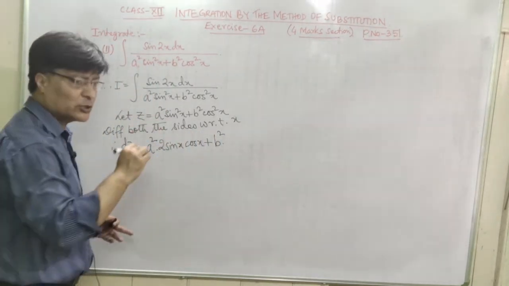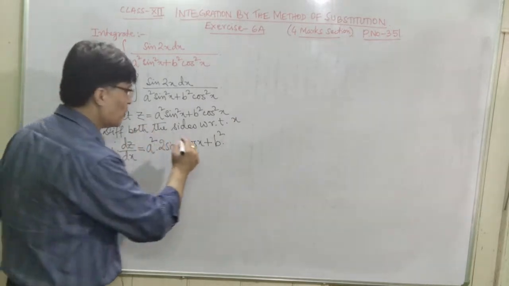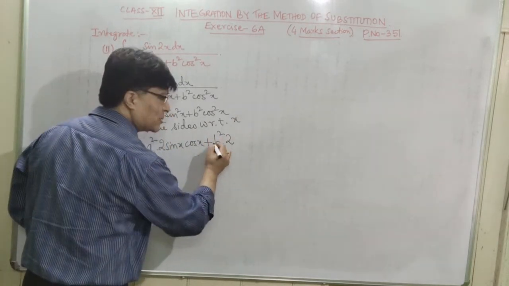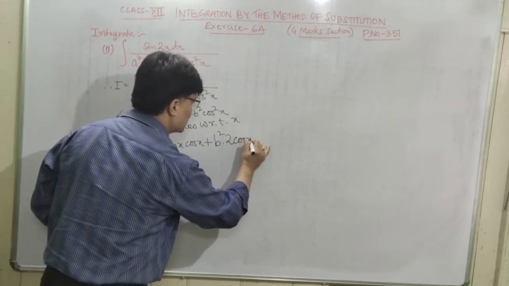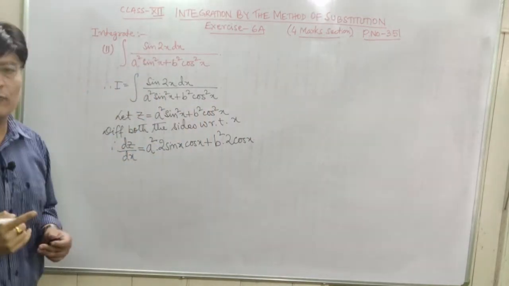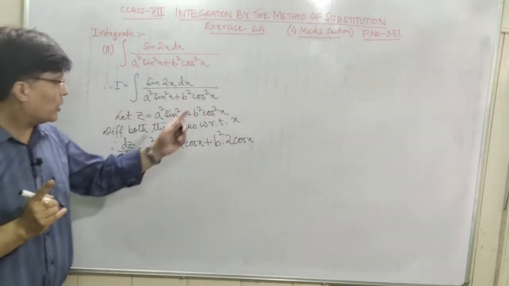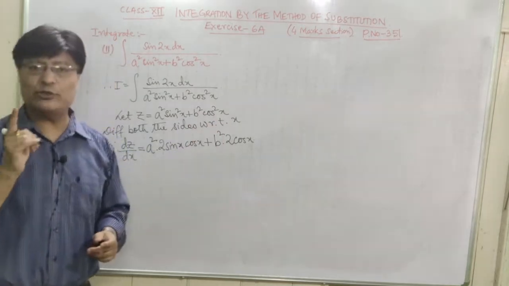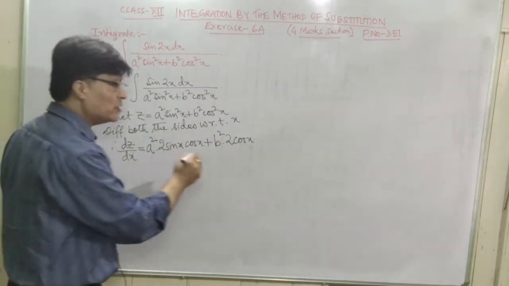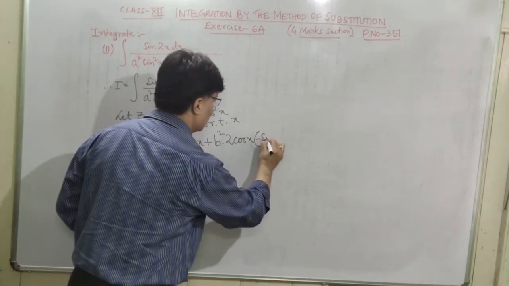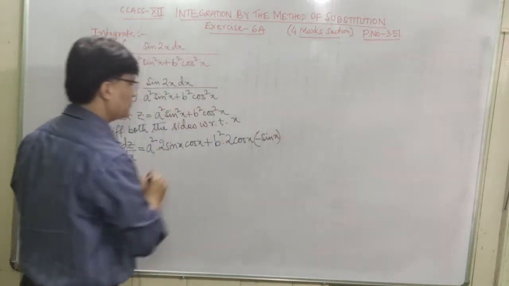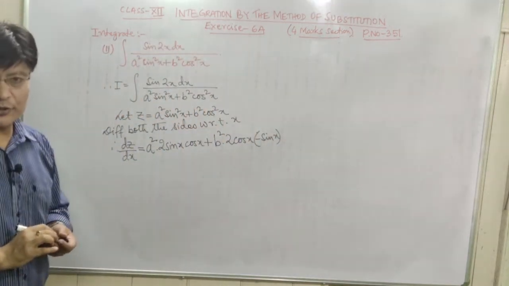Plus, similarly, b² is kept as it is because it is constant, into the differentiation of cos²x. It is just like your x². What is the differentiation of x²? 2x. So here it is 2 cos x. Again differentiate the term which is assumed as x. In this case cos x is assumed as x. So what is this differentiation? It is minus sin x. So I think you have understood it.